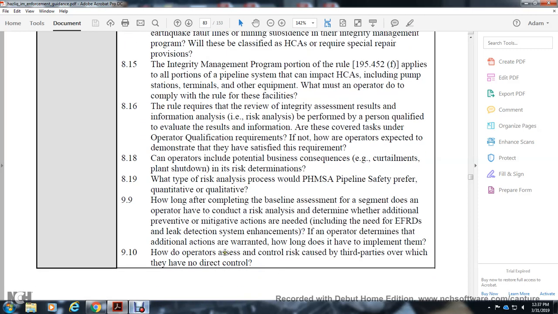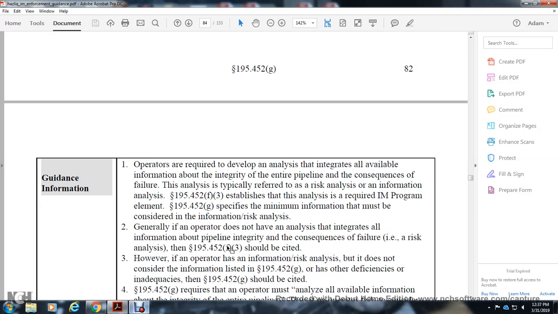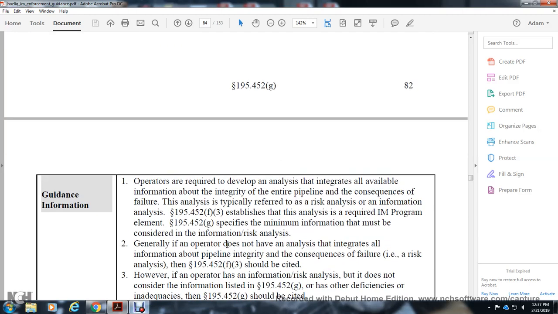So 9-10: How do the operators set the control of the risk by third parties over which they have no direct control? Guidance information 1. Operator is required to develop the analysis and integrate it with available information for the entire pipeline, with the analysis table that refers to the risk analysis information, 195.452(f)(3), with the table analysis of the required integrity management program and element 195.452(g). So the minimum information must be considered in the risk analysis.